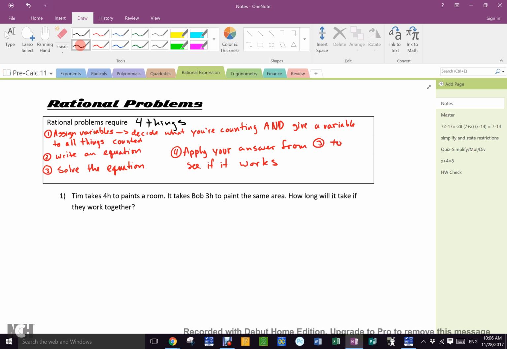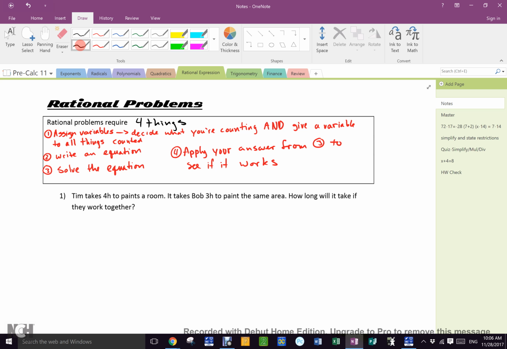Tim takes 4 hours to paint a room. Bob takes 3 hours to paint the same room. How long will it take if they work together? Now, somebody always says 7 hours. Always. I'm stopping that now because they always say 7 hours because they see 3, 4, and together. 7! How can it take longer for 2 people to work together on the same job? Okay, so let's get that out of our heads right now.